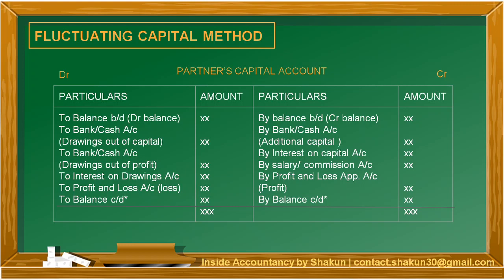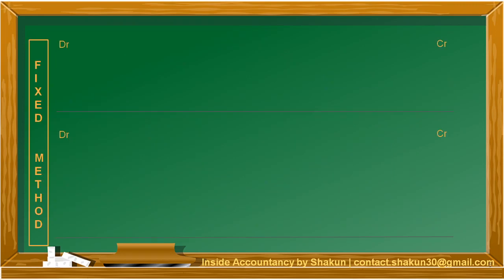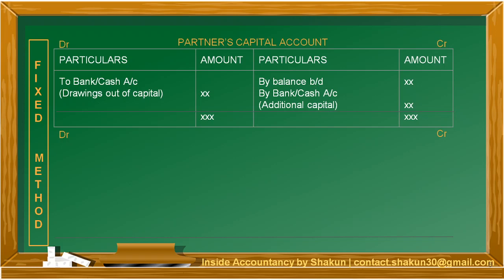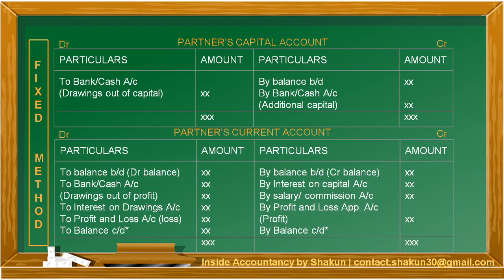So, the gist of it is that in the fluctuating capital method, all the transactions relating to a partner are shown at one place. Contrary to the fixed capital method, where two accounts, that is the partner's capital account and the partner's current account, are prepared. Now, since two accounts are prepared here, the partner's capital account, as the name of the method suggests, remains fixed. It changes only in two circumstances.